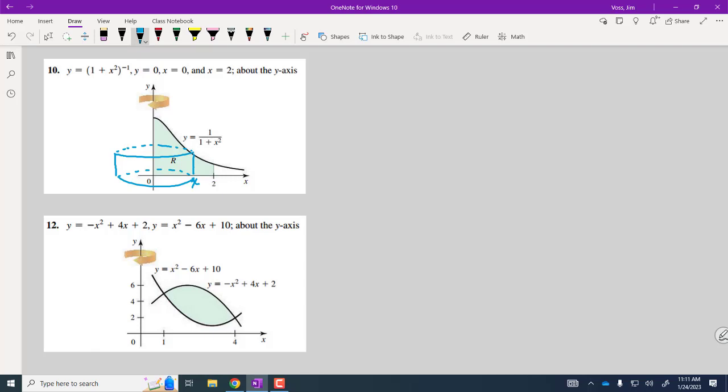X. Right? Because wherever we draw that vertical element, we say, okay, that's at a random x. What does that x mean? That x represents the distance from the y-axis. So when that element rotates around the y-axis, it is exactly x units from the y-axis. So that is our radius.